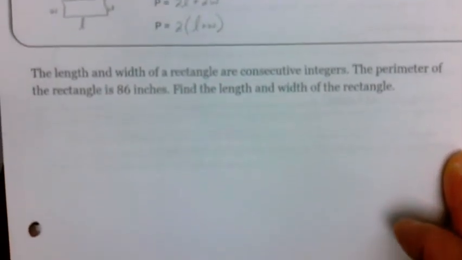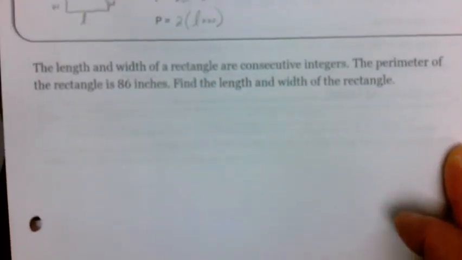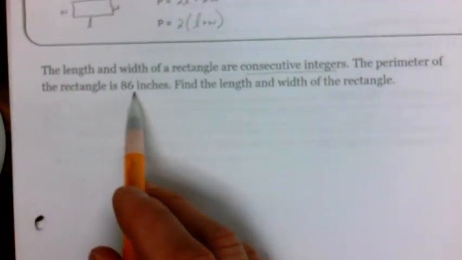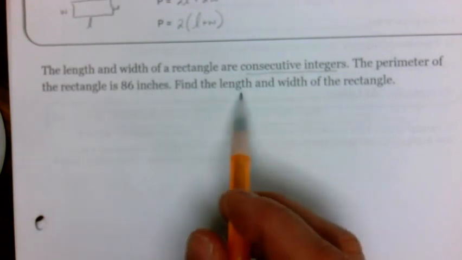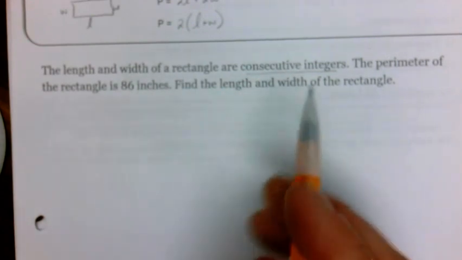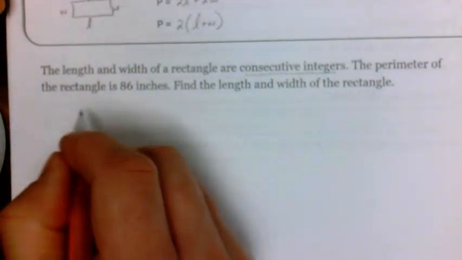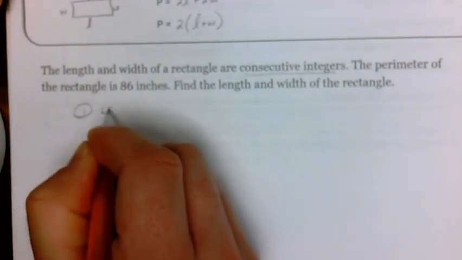So in our first example here, it says the length and width of a rectangle are consecutive integers. The perimeter of the rectangle is 86 inches. They want us to find the length and the width of our rectangle. Two things that we're looking for, the length and the width. So I'm going to make two let statements to begin.